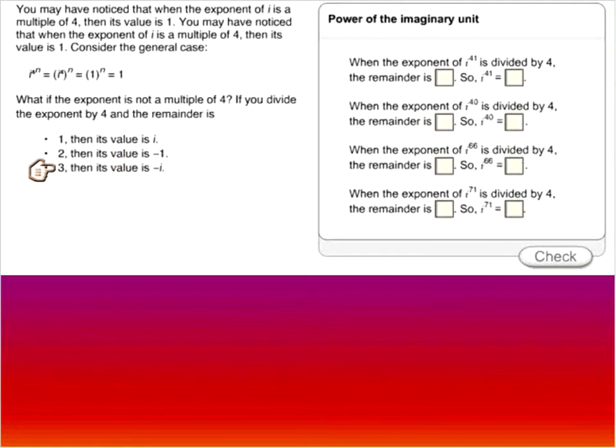If you get an exponent of 3, then that power of i will simplify to a -i. So this is important, right? You want to write this part down. If you divide the exponent by 4 and the remainder is one of these 3.